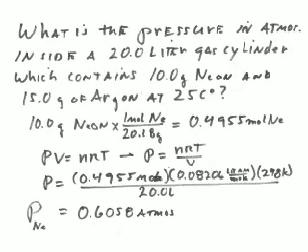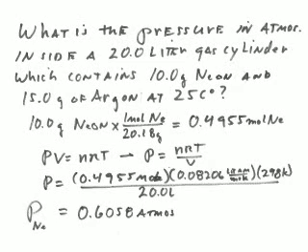Let's try something a little more complicated. What is the pressure in atmospheres inside a 20-liter gas cylinder that contains 10 grams of neon and 15 grams of argon gas at 25 degrees? Well, we said we can't use mass. We have volume and temperature, but we're going to need moles, so we're going to have to change the neon and the argon to moles.